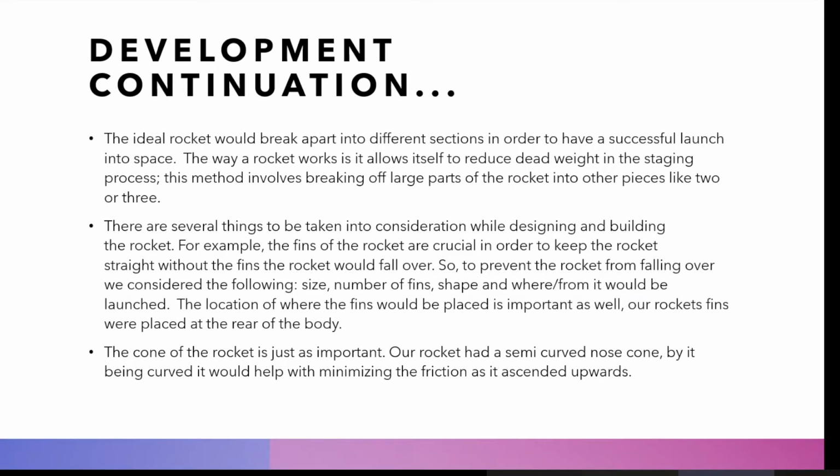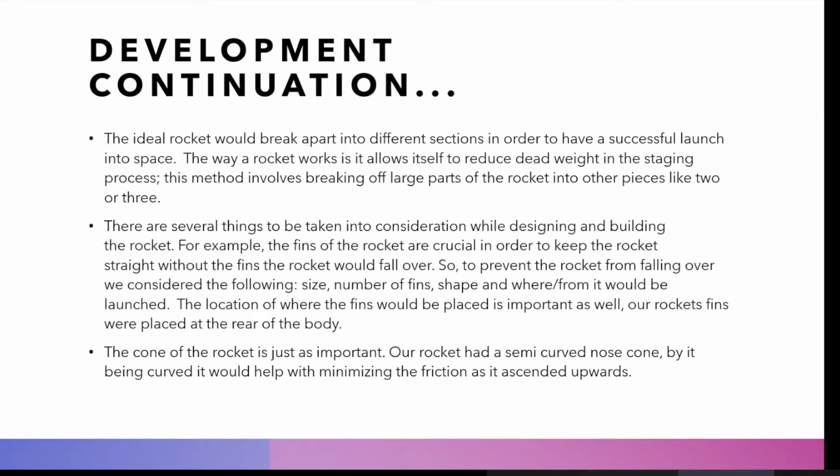So, continuing with the development process, an ideal rocket would break apart into different sections in order to have a successful launch into space. The rocket works by reducing dead weight in the staging process. This method involves breaking off large parts of the rocket into other pieces, like 2 or 3. There are several things taken into consideration while designing the rocket. For example, the fins are crucial to keep the rocket straight, and without the fins, the rocket would fall over.